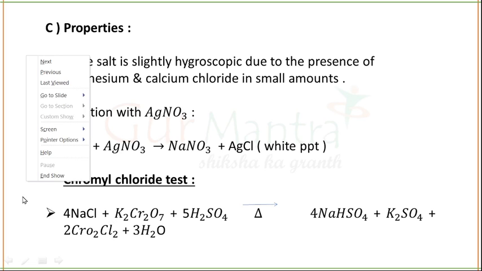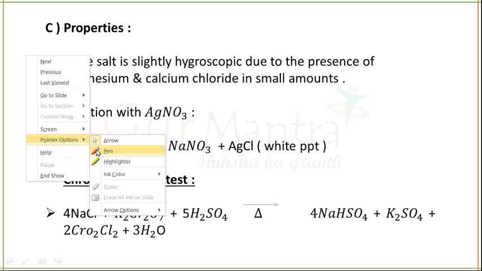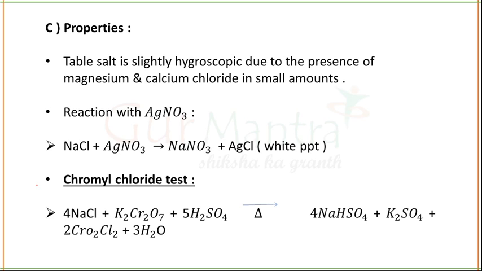From this point, a question can be asked: when you mix NaCl with K2Cr2O7 and 5H2SO4, what would you get? You will get the most important compound, that is CrO2Cl2, and this has the characteristic color, that is orange red. You have to learn the color of this compound, CrO2Cl2, that is orange red.